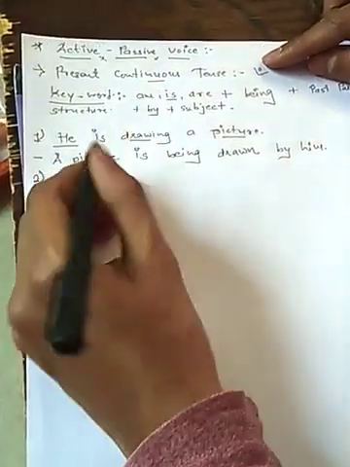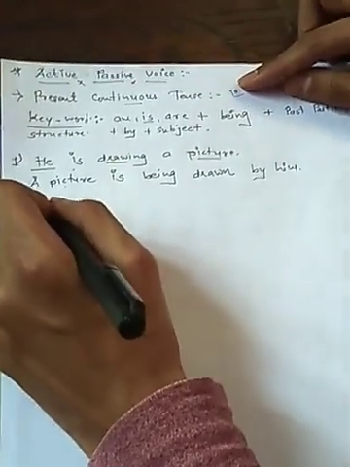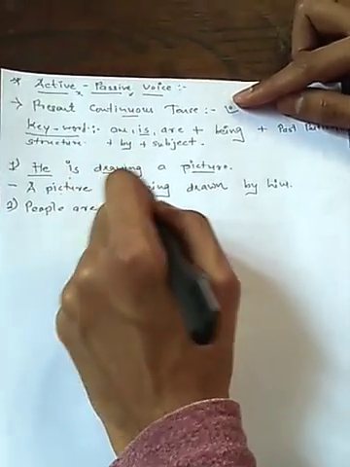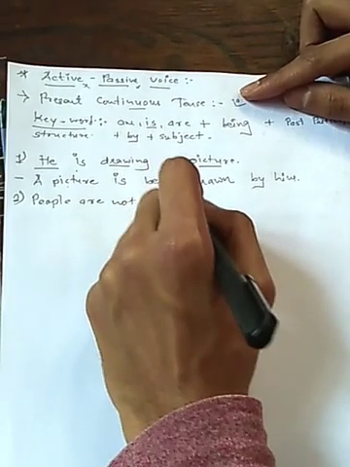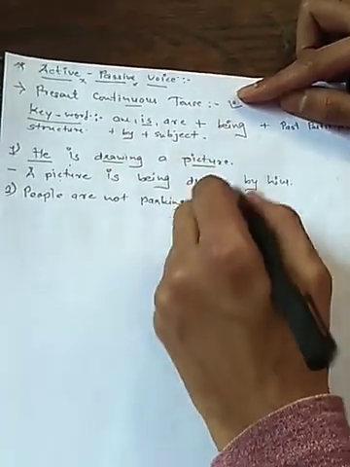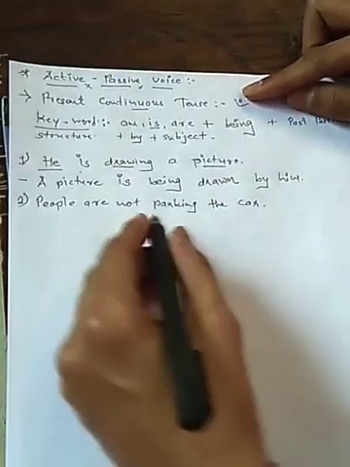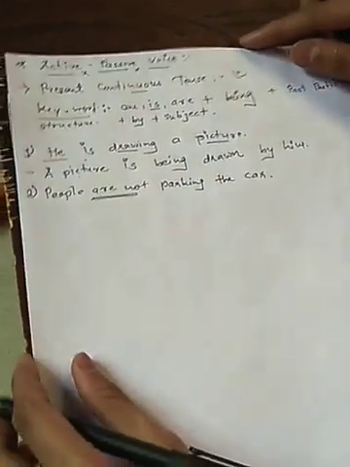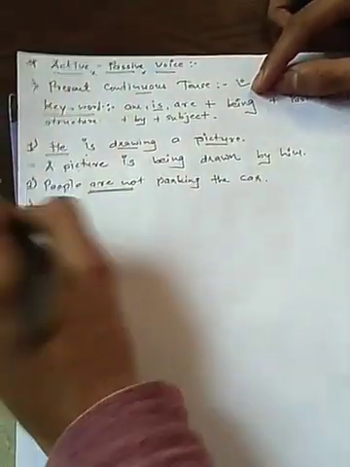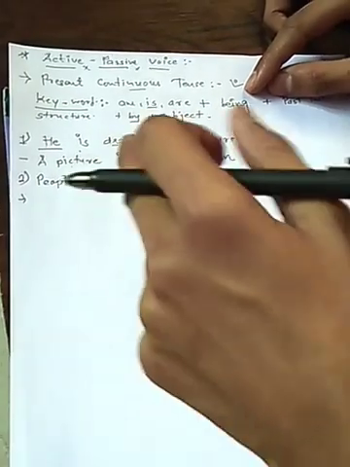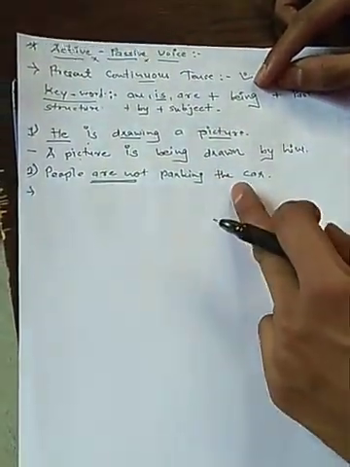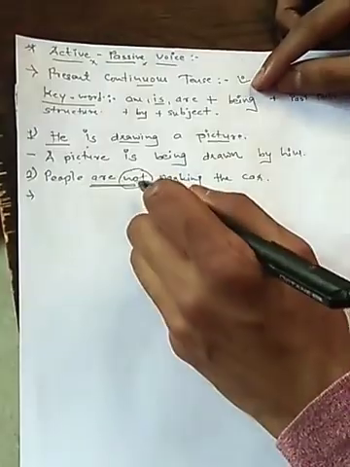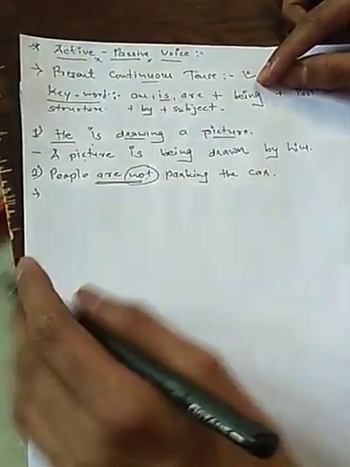People are not parking the car. You can see here that this is a negative sentence. Simple, nothing to change. What you have to do is object, then tense-wise changes, and then subject. But you just have to keep in mind that you have to mention not also in the sentence.